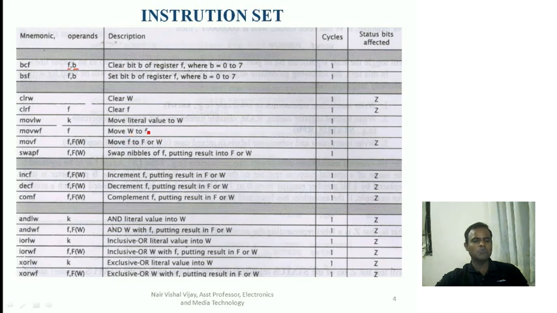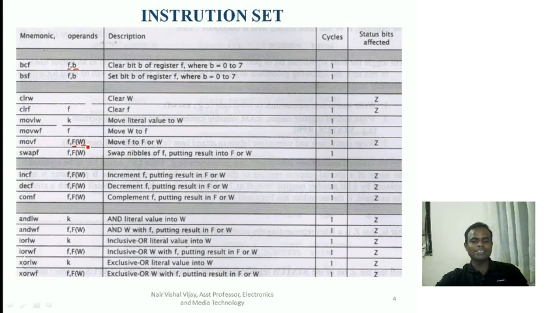And you have another instruction, MOVF, which moves the value of F to a special purpose register F or working register W. Now this may sound a little trickier. You are moving the content of F, either to F or W. Whenever you have the notation F, that means you move the content to the special purpose register itself, or you move that content to the working register if it is denoted by W.